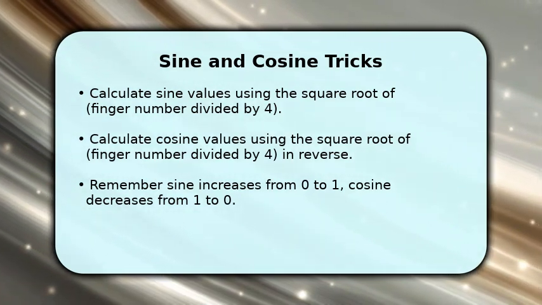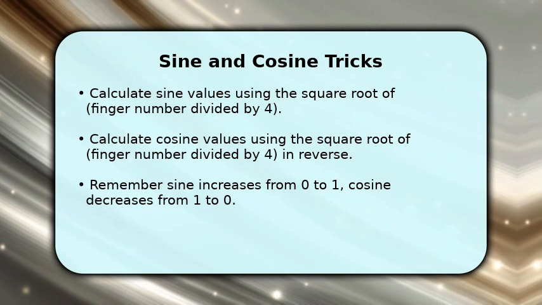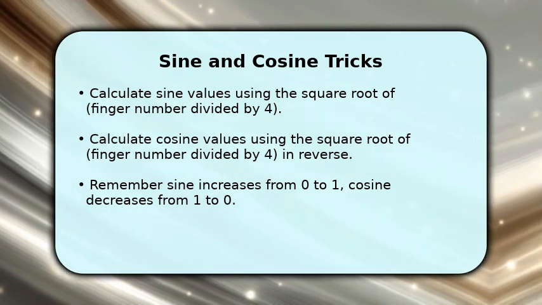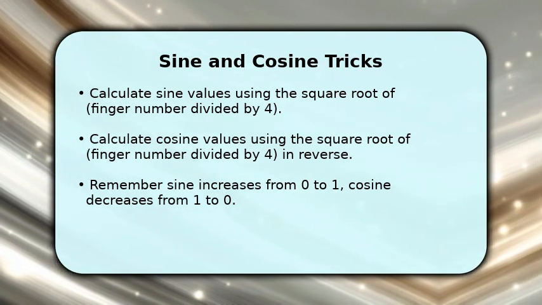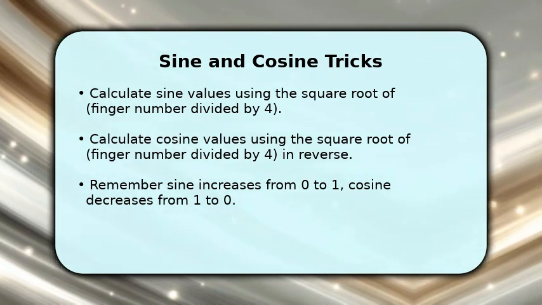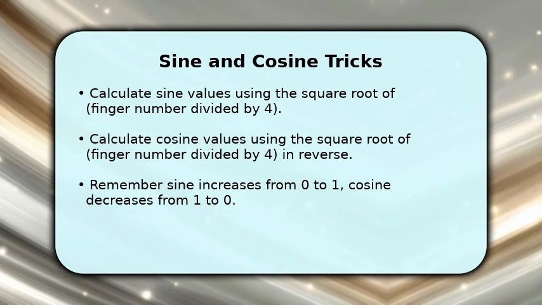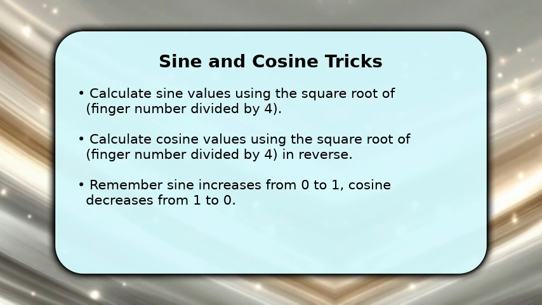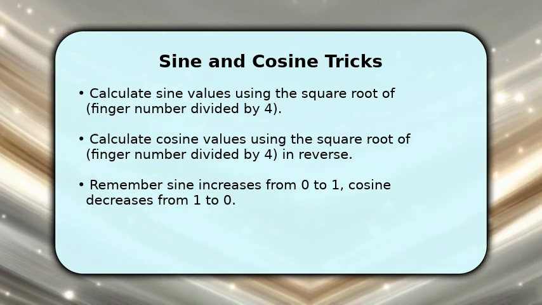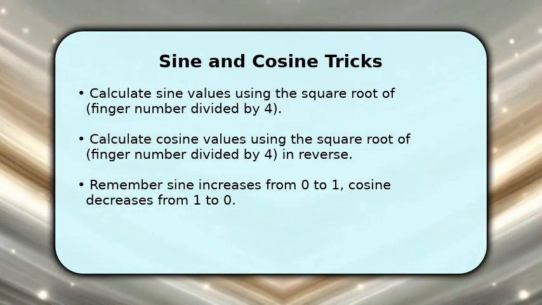Imagine your left hand with fingers representing 0, 30, 45, 60, and 90 degrees. For sine, count fingers below the angle, take the square root, and divide by 2. For cosine, count fingers above the angle, take the square root, and divide by 2. This visual method makes memorization much simpler and more intuitive for these core functions.